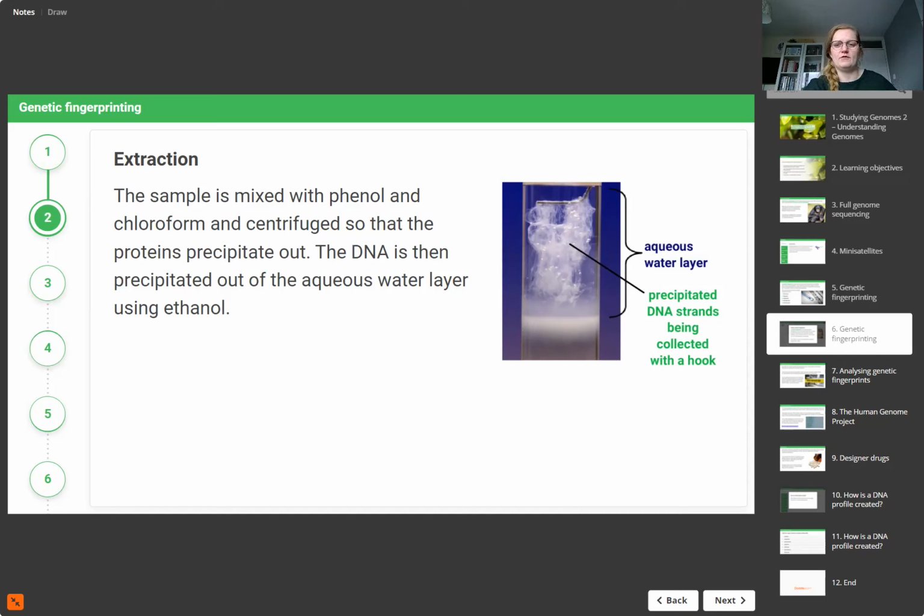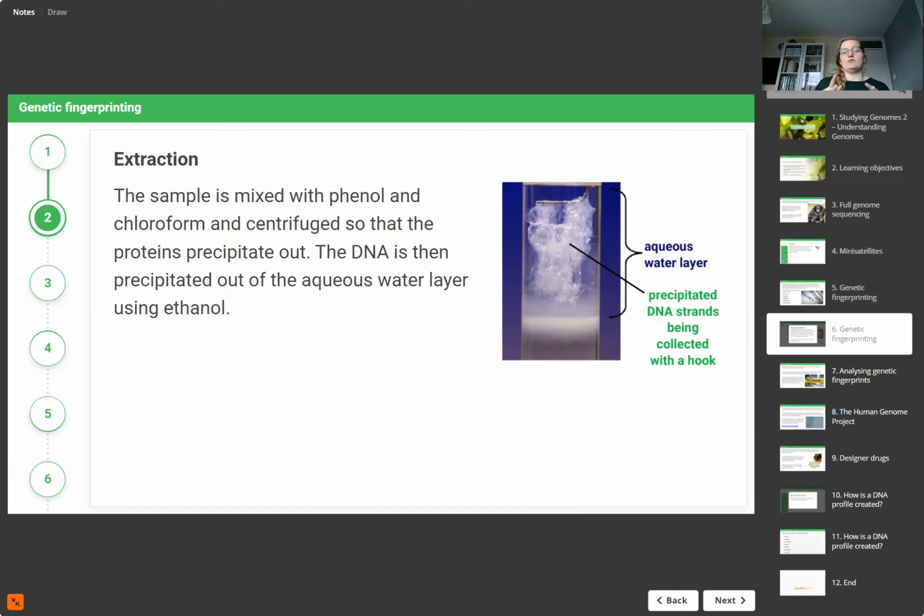So as we can see here, we've got an aqueous water layer, and we've got that precipitated DNA strands being collected with a hook at the top. So these are all the DNA at the top, and the DNA literally will bubble up. Sometimes it can be sat at the bottom, and you'll have a globular, visible to the naked eye specimen of DNA in there.